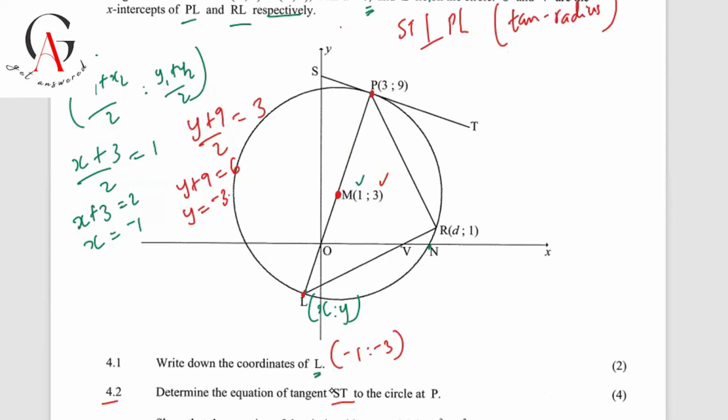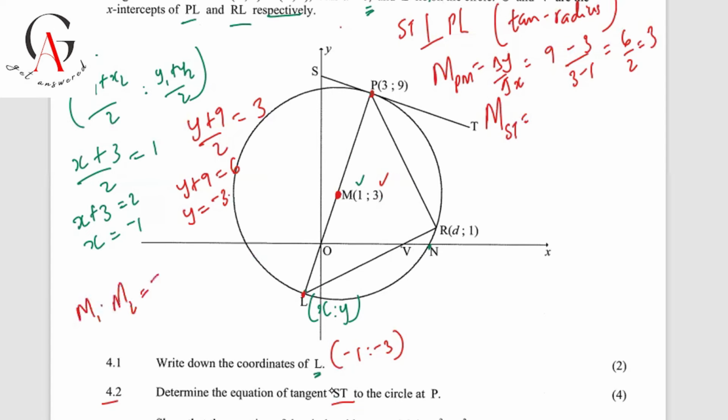So if we get the gradient of PM, we say change in y over change in x. So that's going to be 9 minus 3 over 3 minus 1. So 6 over 2, which gives us a 3. Which means that for the gradient of the tangent, remember for perpendicular lines, M1 times M2 must give us -1. Now we already have our M1 as a 3, which means M2 is going to be -1/3. So this is the gradient of the tangent.